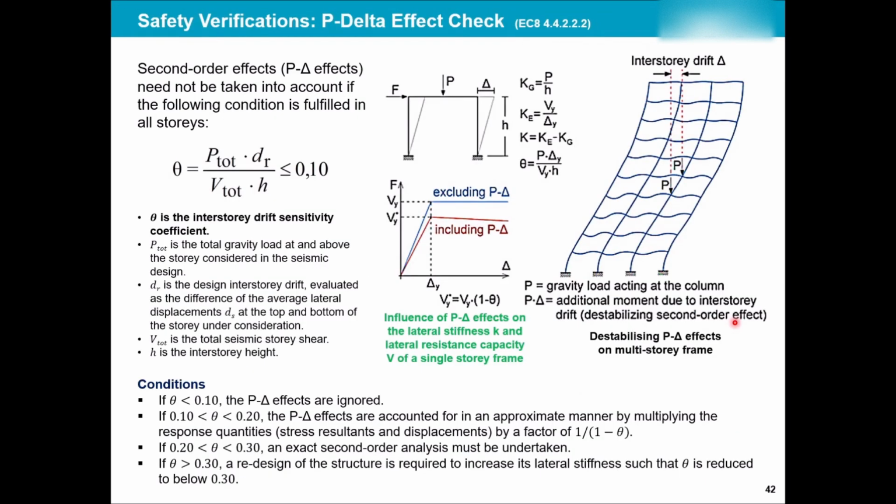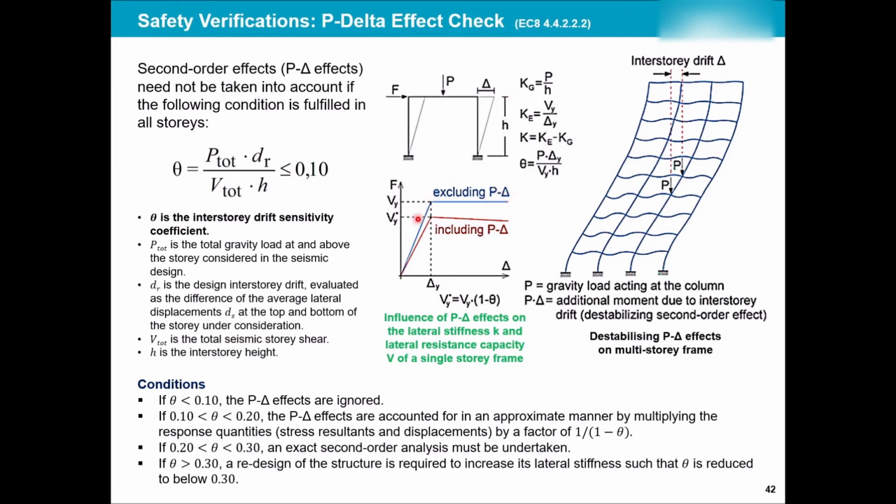Another important bit that Eurocode considers is the geometric nonlinearity, the P delta effect that we discussed. A formulation is given, which is the interstory drift sensitivity coefficient. You calculate that, and depending on how much that value is, you will take different actions. Just remember, this is a graph of force versus displacement. So a force is applied to a frame, and we get the displacement.